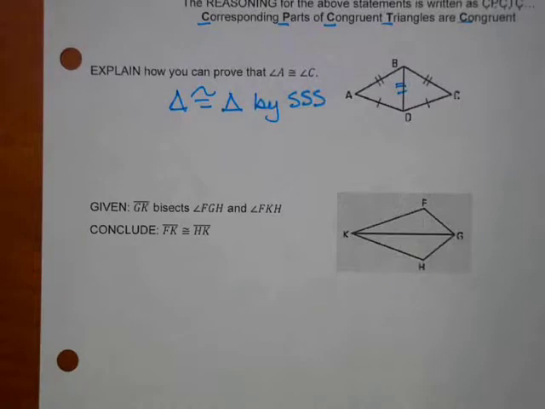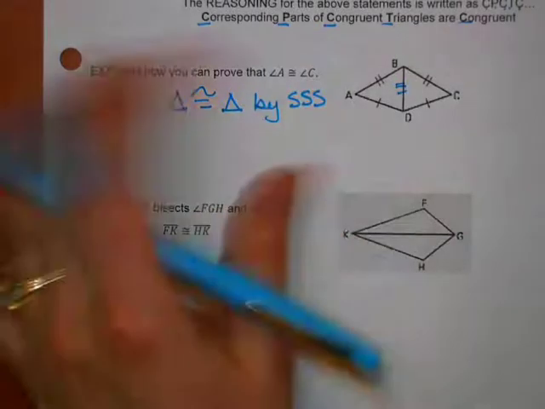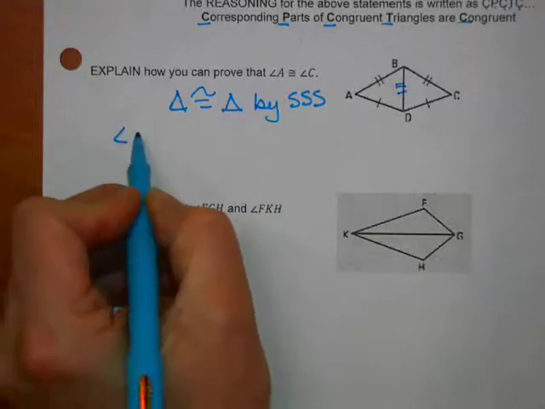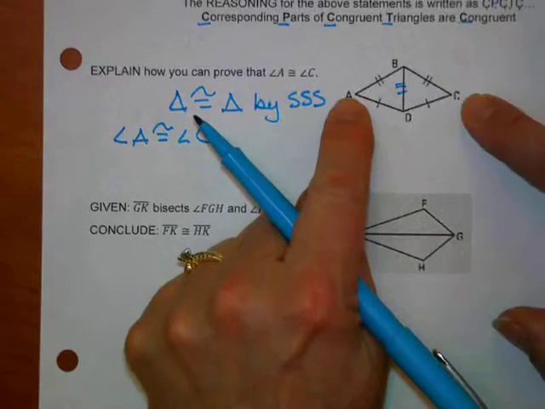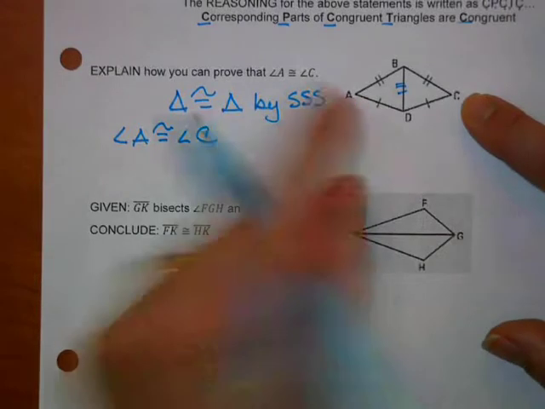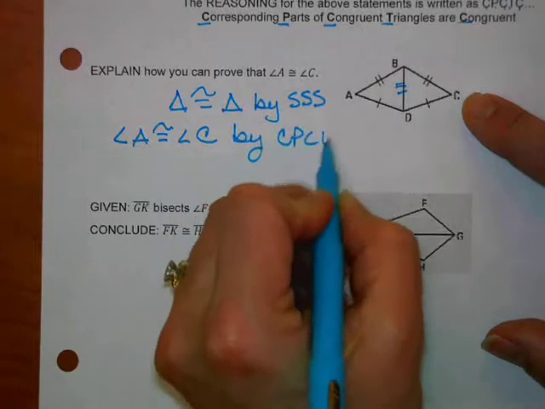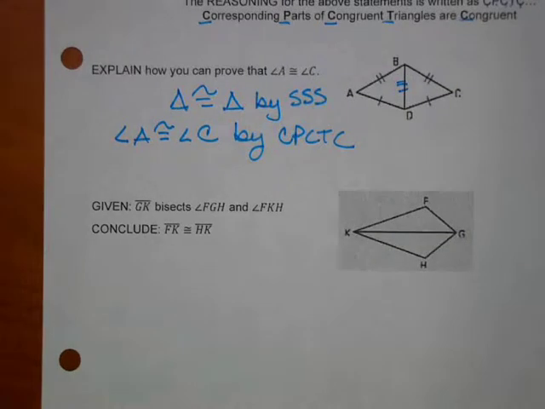Now I'm not done. This is not a proof. This is just kind of stating what we would do. Now I'm going to say, okay, if that's true, angle A is congruent to angle C because they're in the same spot, corresponding, correct? By, what is it? CPCTC. So if I prove the triangles are congruent, I can say the corresponding parts are congruent by CPCTC. That's what we're going to do, the next three proofs. That's it.